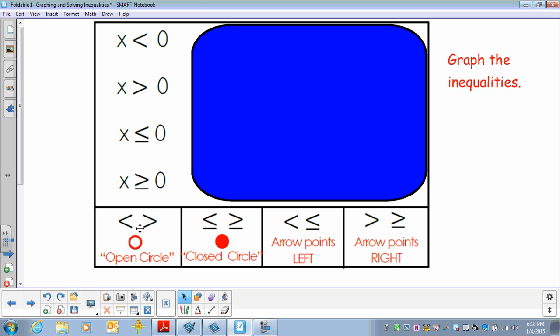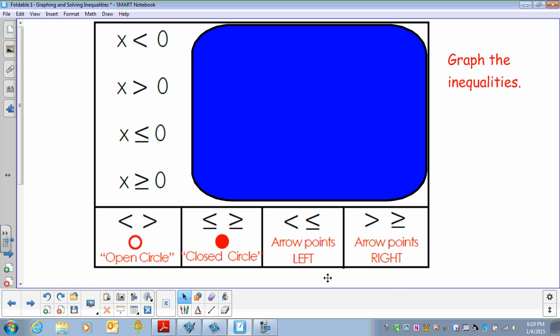The less than and greater than signs, when we graph them on a number line, we use an open circle. The less than or equal to symbol and the greater than or equal to symbol, when we graph those on a number line, we fill in the dot, or we use a closed circle. The less than or equal to sign, the arrow is pointing to the left, and that's how we draw our graph. And when you have a greater than or equal to sign, the arrows are pointing to the right.